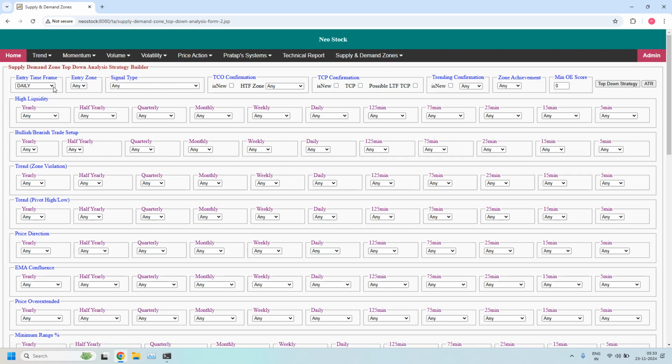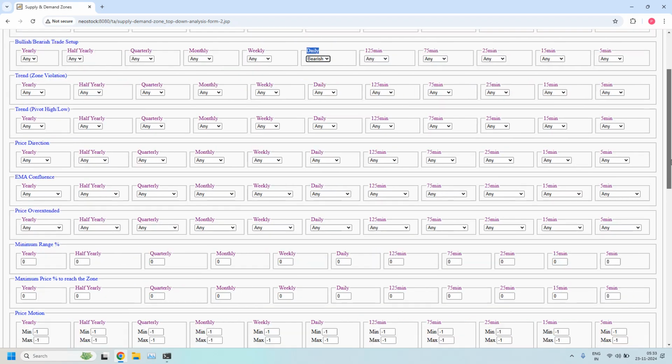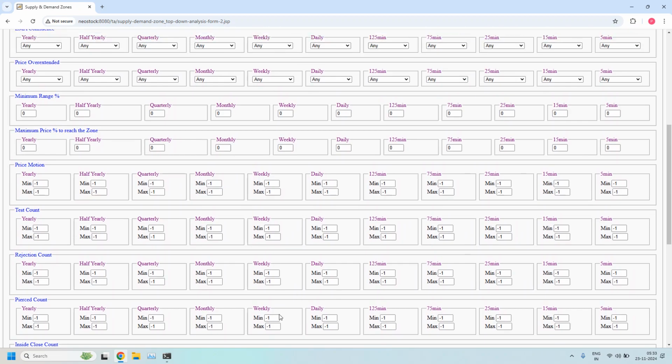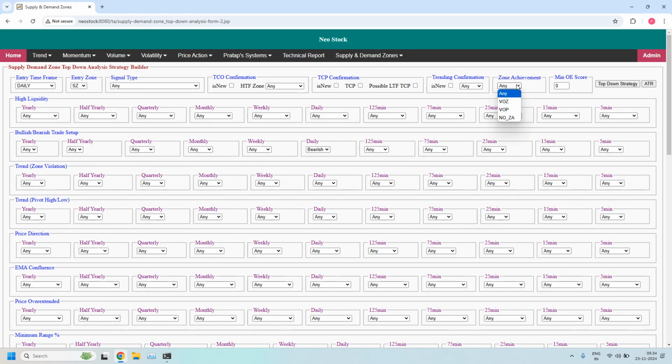Okay, next is a bearish trade setup for monthly income trade. Entry time frame daily, entry zone supply zone. In bullish or bearish trade setup at entry time frame daily, I am selecting bearish. The daily supply zone should not be pierced. So in the pierced count at a daily time frame, I am setting minimum value 0, maximum value 0. That means the daily supply zone should not be pierced. And zone achievement violated opposing zone, minimum odd enhancer score 12.